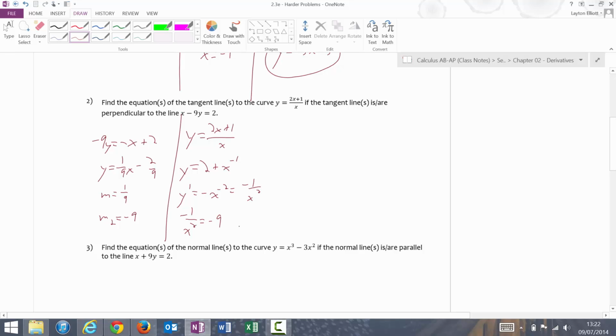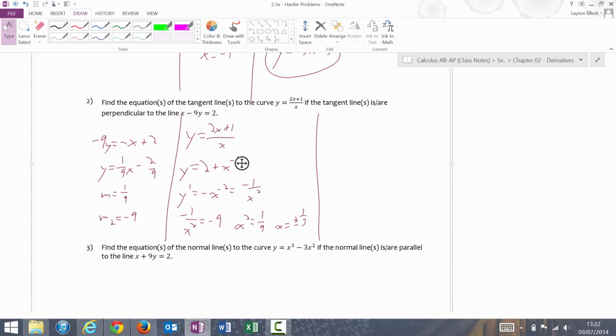And I would get x squared is equal to 1/9, or x would be equal to plus or minus 1/3, not 3. So we're going to have two possibilities. One is to say at x equals 1/3, and I want to figure out what y is. Well, I'm going to just plug it into this one right here. At x equals 1/3, y is equal to 2 plus the reciprocal of 1/3, or 2 plus 3, or 5.